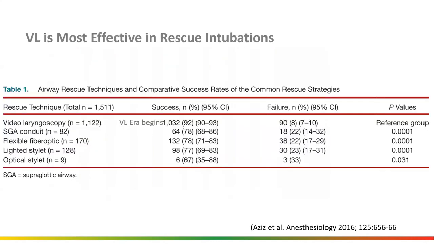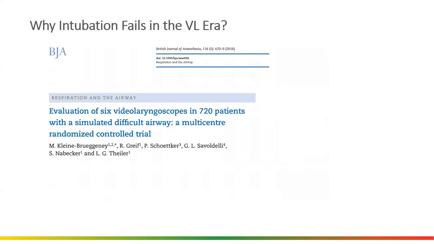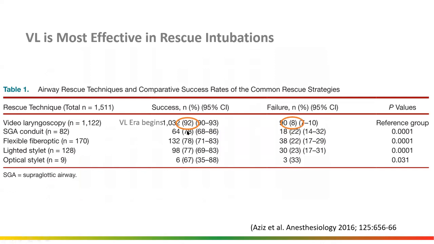So, success rates of each of these techniques. 92% of the time, if you grab the video laryngoscope, you could intubate the patient. That sounds great, but that means 8% of the time you can't. If we make that 1 in 10, that doesn't sound great at all. And then you look at the rest of these techniques in the rescue situation. These are not good numbers. I don't want to be able to rescue myself 80% of the time. I want to grab tools that work near 100% of the time.